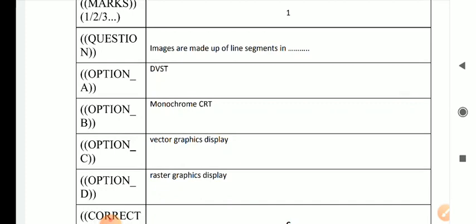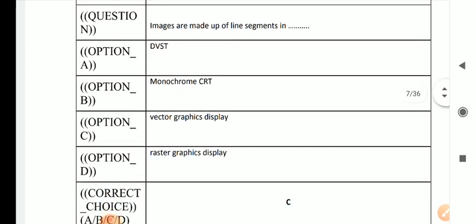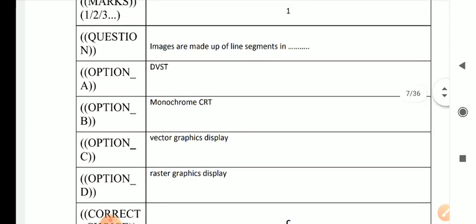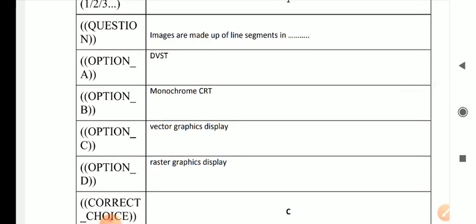Next one, images are made up of line segments, where the images are made up of the line segments. So this is the answer of vector graphics display or random graphics display. Before this question we have seen that in case of raster scan a whole image is stored with respect to its pixels, but in case of random scan or vector scan only line segments are stored, which requires less memory. So images are made up of line segments in vector refresh display or vector graphics display.